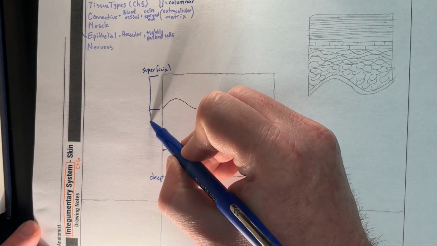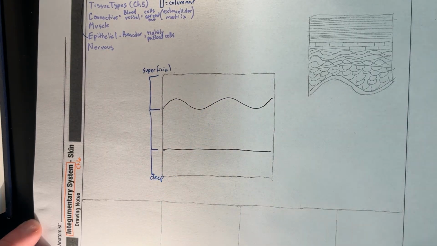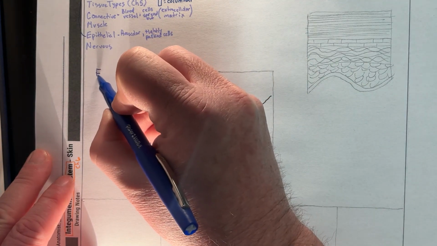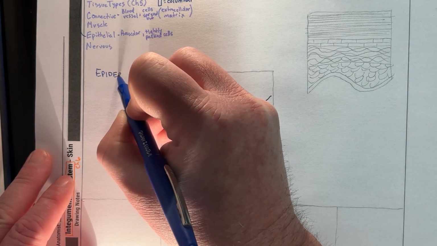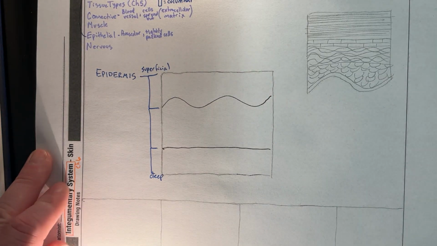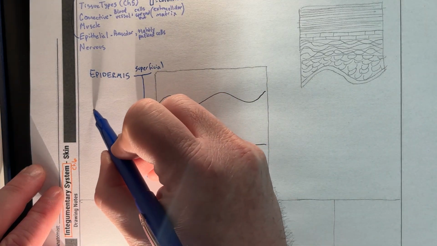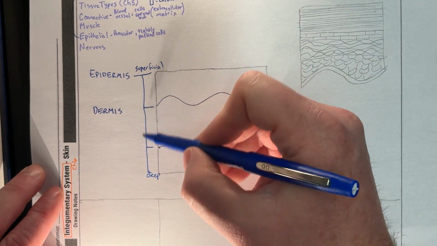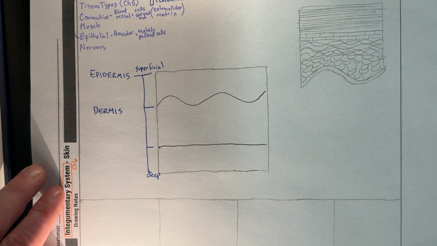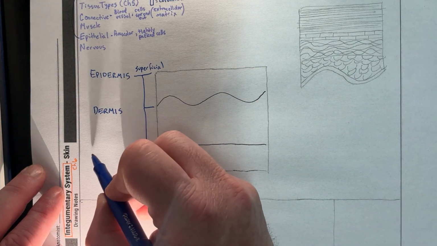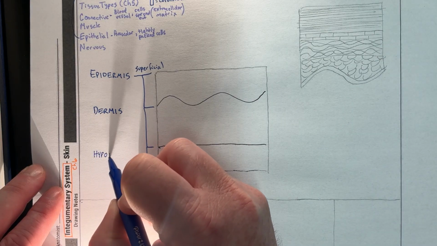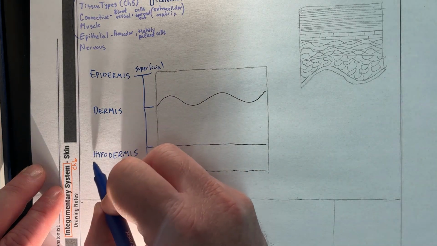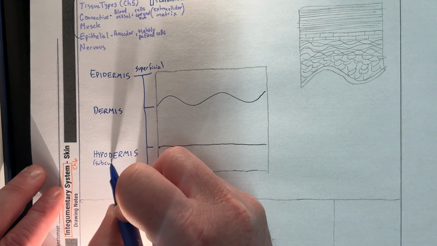And here are our three layers of the skin. The most superficial layer is called the epidermis. Then underneath the epidermis is the dermis. So this layer is called the dermis. And I'm talking about this layer in here is the dermis, not just that top interface. And then down at the bottom is the hypodermis. And another term for the hypodermis is the subcutaneous layer.